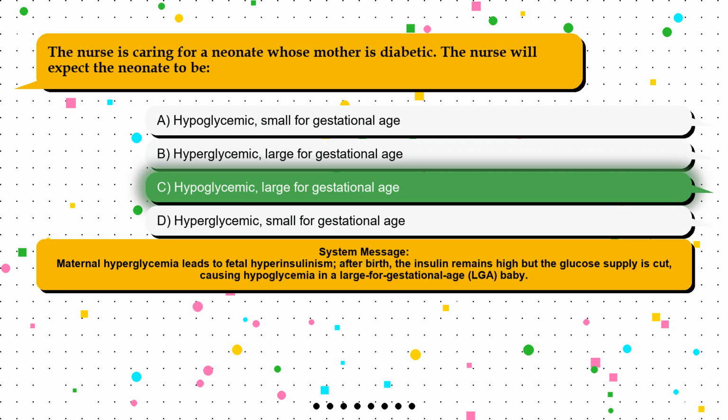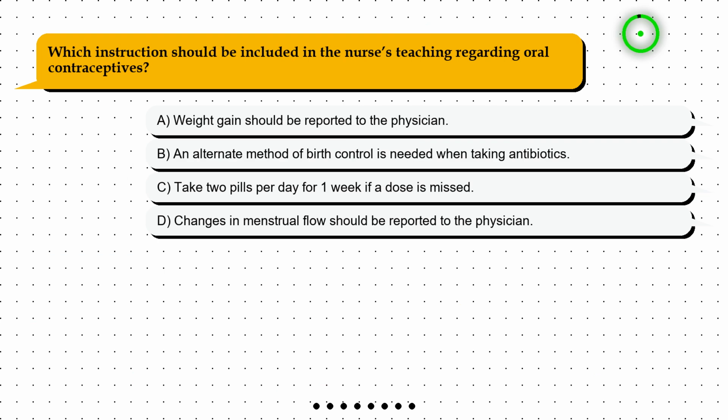Maternal hyperglycemia leads to fetal hyperinsulinism. After birth, the insulin remains high but the glucose supply is cut, causing hypoglycemia in a large for gestational age (LGA) baby. Question 3. Which instruction should be included in the nurse's teaching regarding oral contraceptives?